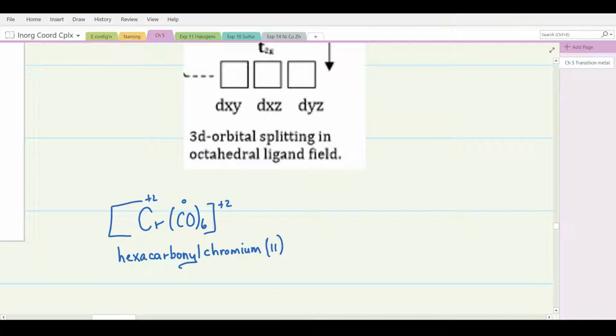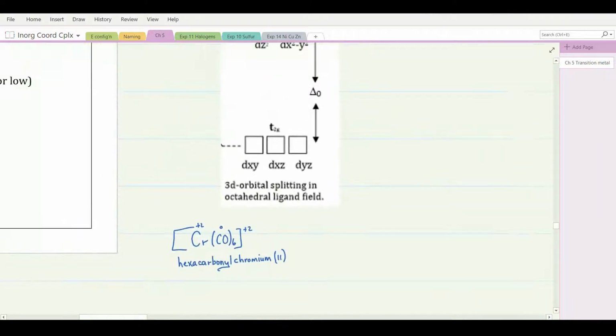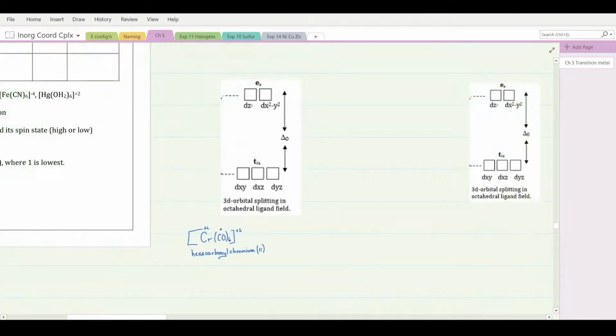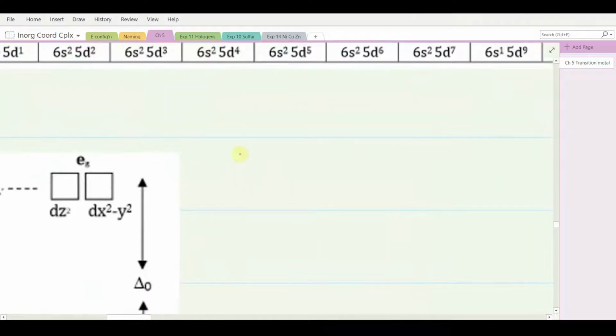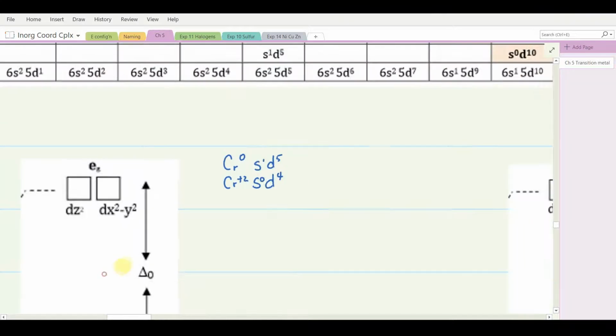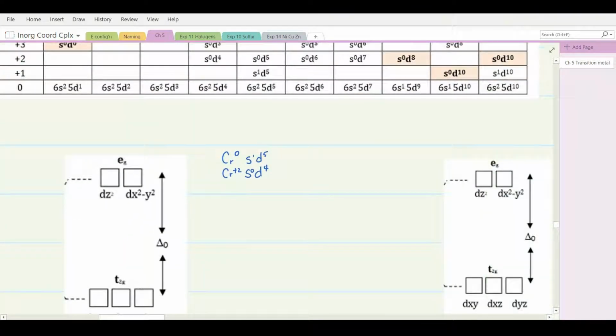Next we're asked to draw the electron filling arrangement here. So chromium 2+, let's look that up. Chromium 2+ is 4s0 3d4. Chromium 0 was 4s1 3d5. Chromium 2+, 4s0 3d4. That tells us there are 4 electrons in the d orbitals. In an octahedral field, we have this arrangement that you see on the left.